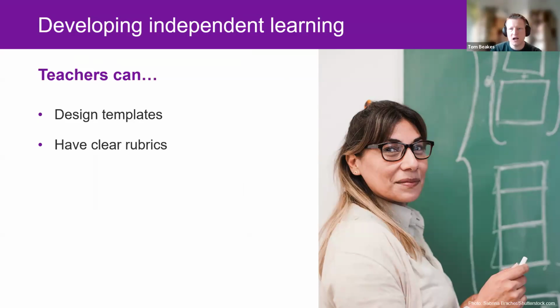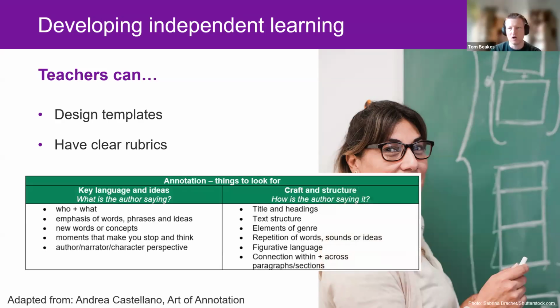Another thing to support this is the use of clear rubrics. And so this is where we would give them a rubric showing exactly the type of things that we want them to look for while they're annotating. So again, it's another example I adapted from the blog I just referenced by Andrea Castellano. And again, she split this into two categories: key language and ideas. So what is the author saying? And the other category is craft and structure. How is the author saying it?